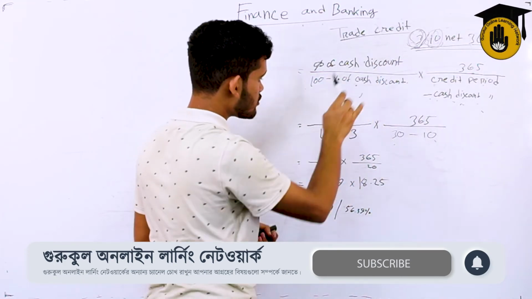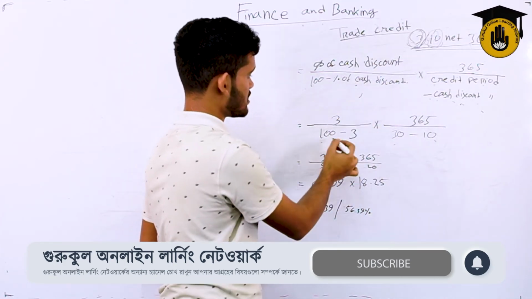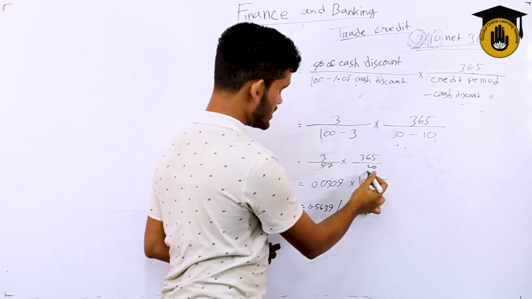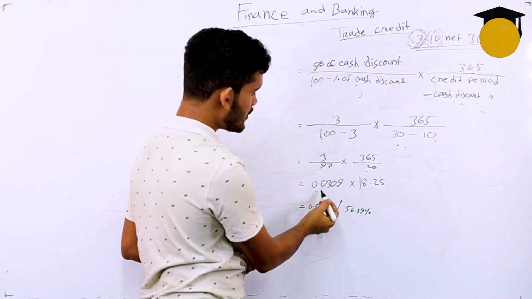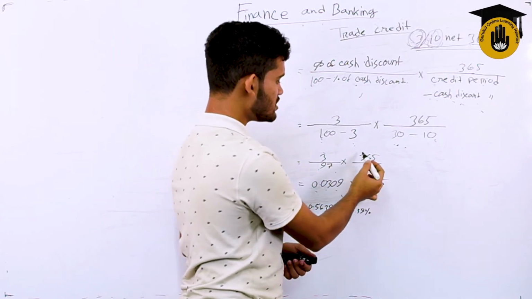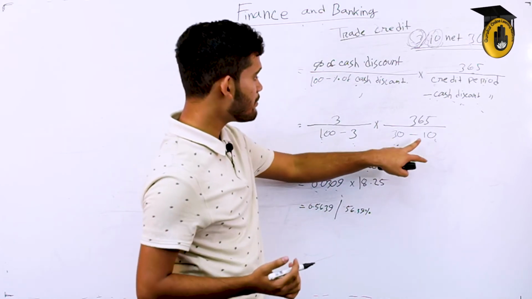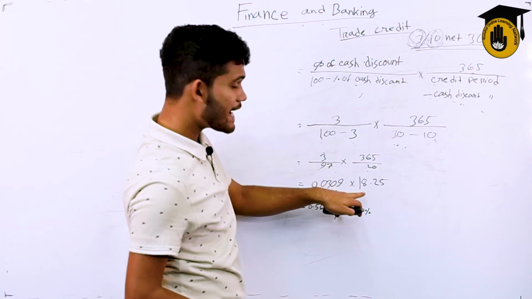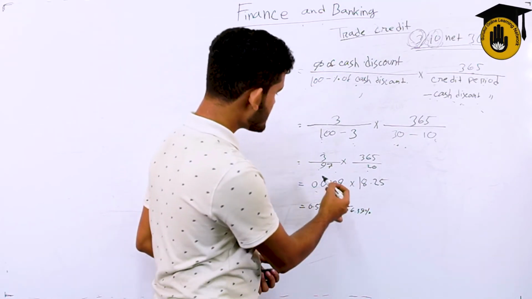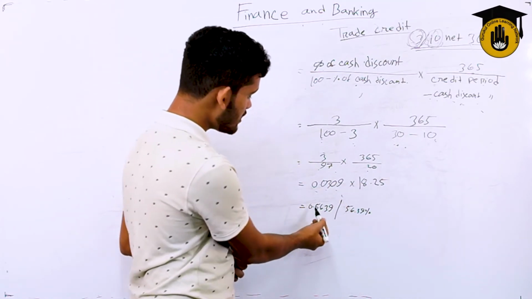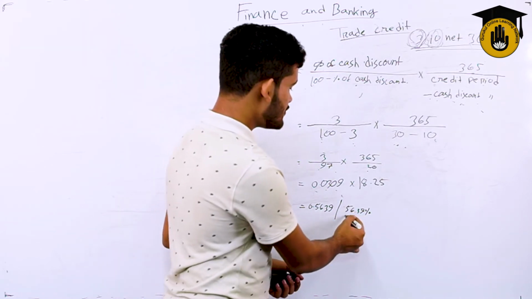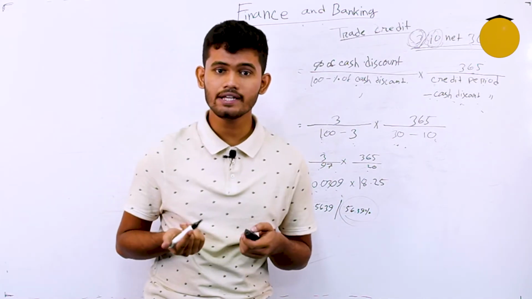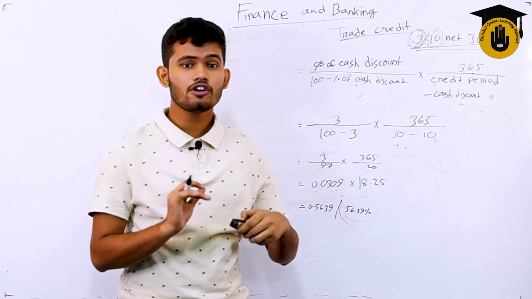The cash discount was given as 3, so 100 minus 3 will be 97. 365 divided by 30 minus 10, which is 20. 3 divided by 97 will be 0.0309, multiplied by 365 divided by 20, the credit period minus the cash discount period, which is 18.25. Multiply 0.0309 by 18.25, and we will get 0.5639, which, if we convert it to a percentage, is 56.39%. So that's the cost of trade credit.